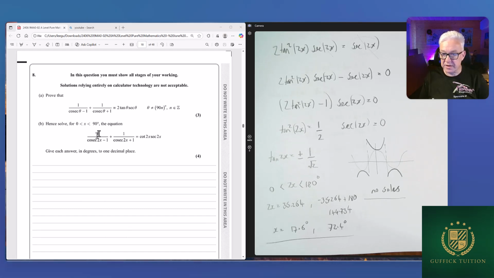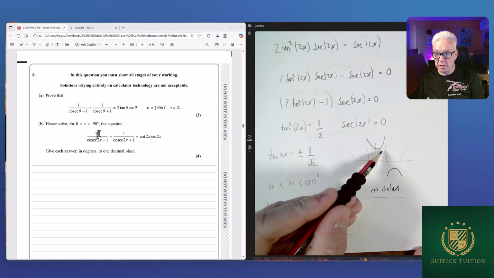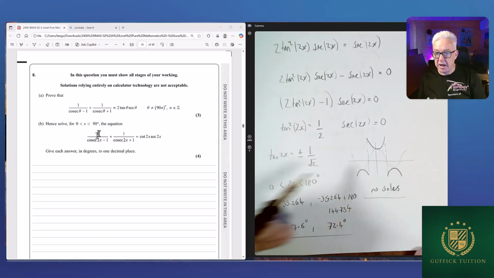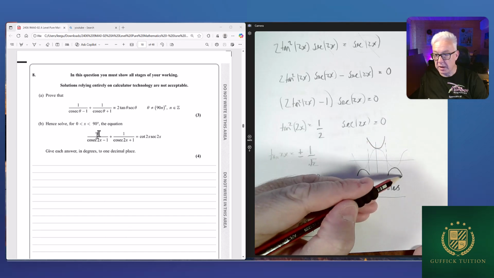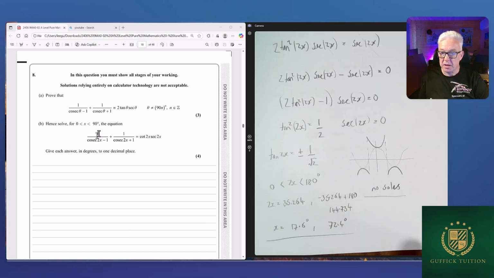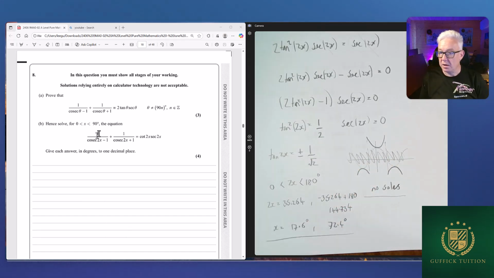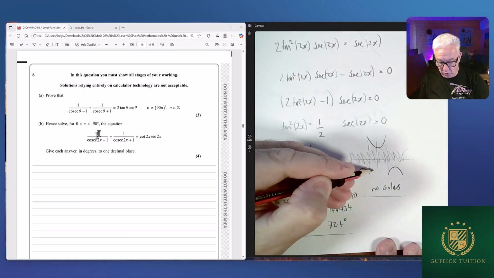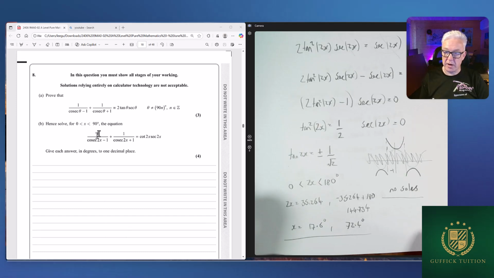What does our graph of sec 2x look like? Well, sec is 1 over cos. I don't remember what sec looks like, but I do remember what cos looks like. So I just draw my cosine graph like that, and I know that sec is 1 over it. So sec is going to be looking like this, and like this, and like this. So in other words, there are no solutions to sec 2x in between 1 and minus 1. So no solutions are going to come from sec 2x equals 0.